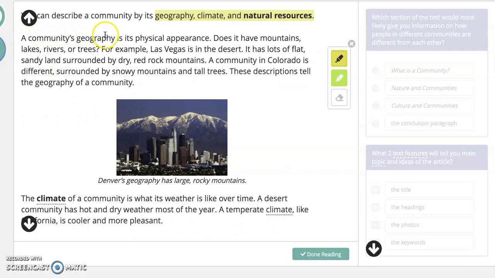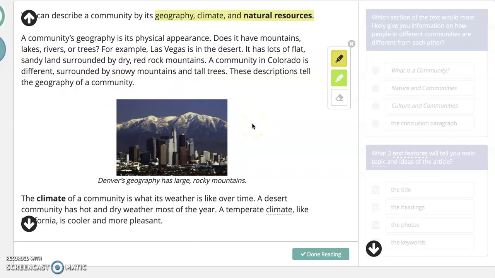A community's geography is its physical appearance, where it's located, what it looks like. Does it have mountains, lakes, rivers, or trees? For example, Las Vegas is in the desert. It has lots of flat, sandy land surrounded by dry, red rock mountains. A community in Colorado is different, surrounded by snowy mountains and tall trees. These descriptions tell the geography of a community. So here is Denver, right? So here's the city and here's a bunch of mountains over it.